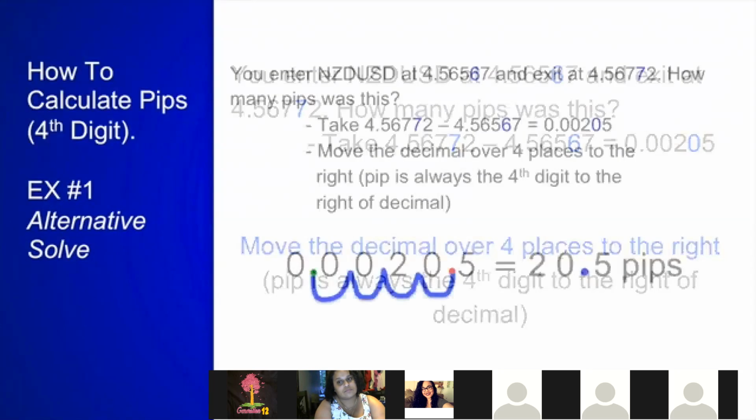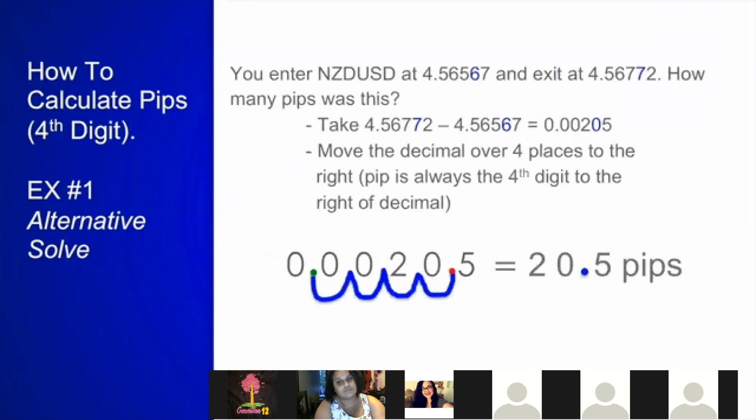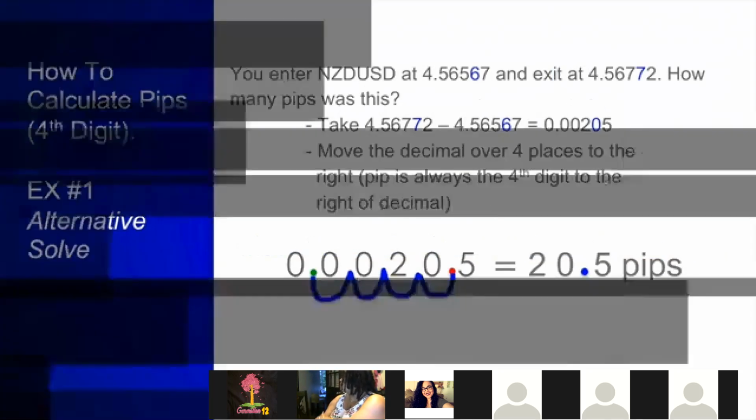So here's what it looks like written out for you, for those of you who are visual people. See how I took the decimal and I slid it 1, 2, 3, 4, equals 20.5 pips. Super easy. We're going to do another example, don't worry.